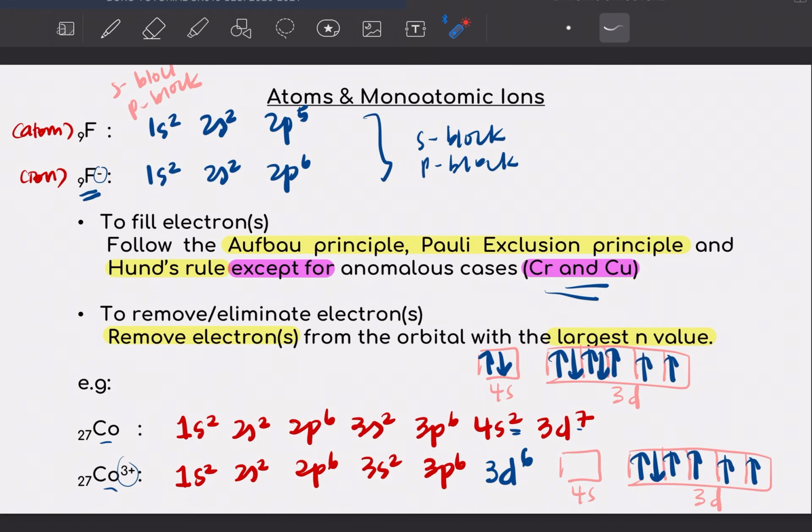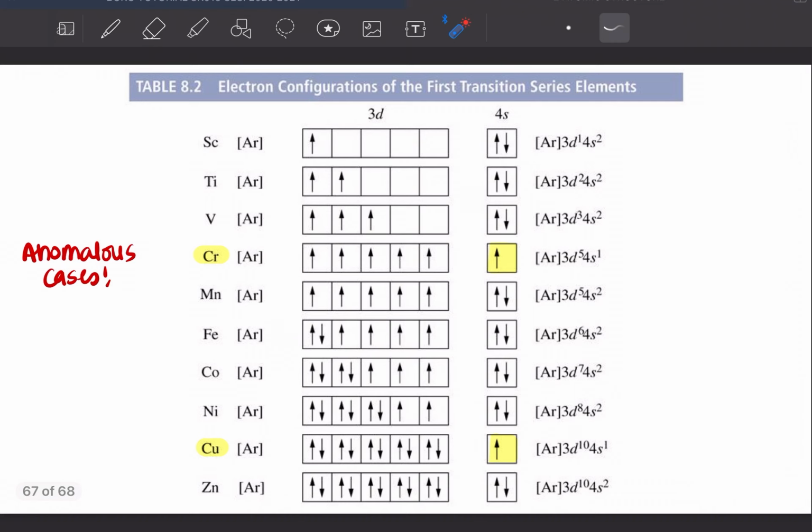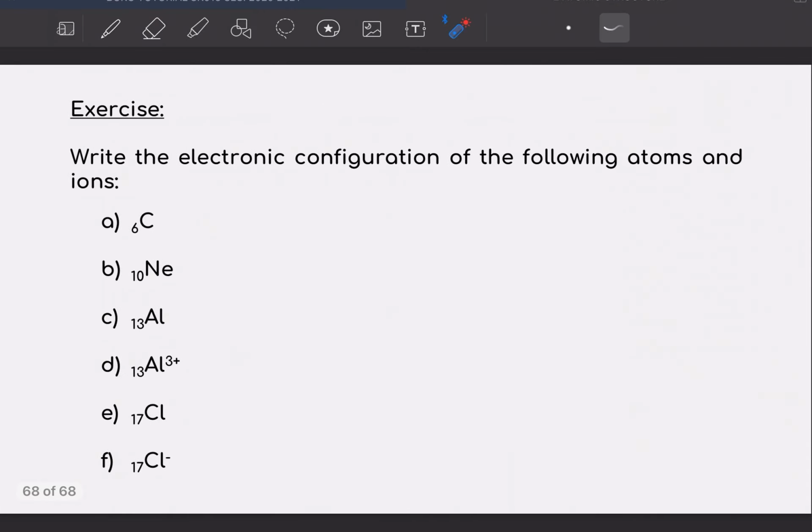Okay, so that means instead of yang daripada 3d ni, awak remove 2 elektron daripada 4s dulu. Okay, higher n value, right? So that is basically it. So this is your list of electronic configuration for transition elements. Okay, kat sini just nak tunjuk yang chromium dan copper ada special case. Alright, dia orang je yang ada 4s1 ni, tapi dia ada 3d5 dengan 3d10, half filled dengan fully filled. That's why macam tu. Then this exercise you will do it on your own.